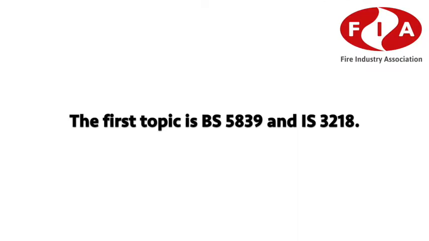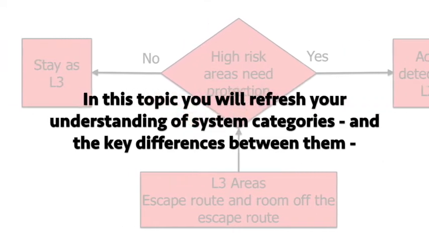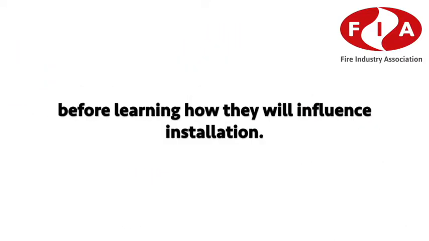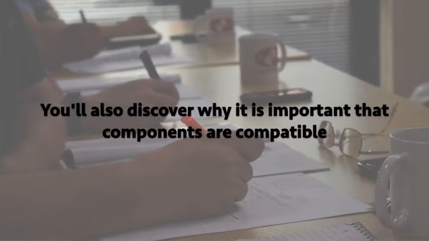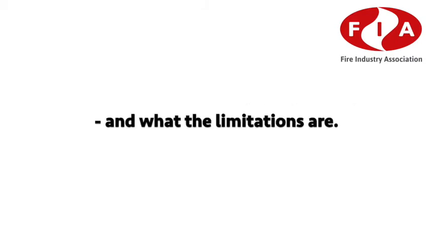The first topic is BS 5839 and IS 3218. In this topic, you'll refresh your understanding of the system categories and the key differences between them before learning how they will influence installation. You'll also discover why it's important that components are compatible and how components that are not compatible may be used in the same system and what the limitations are.